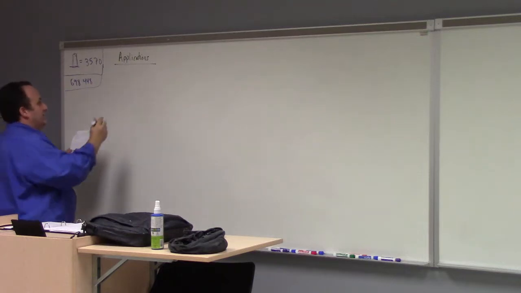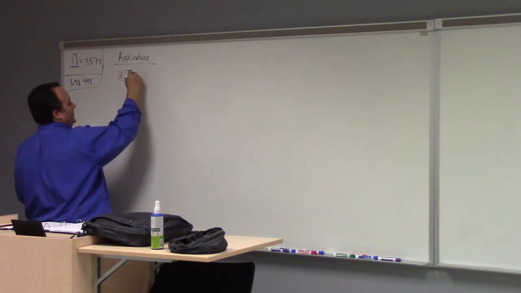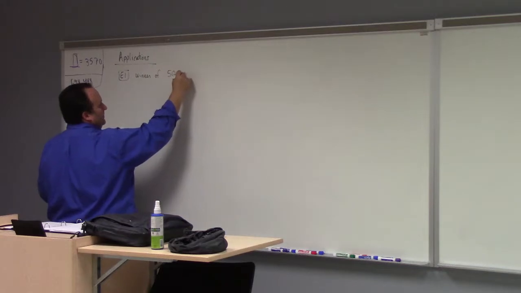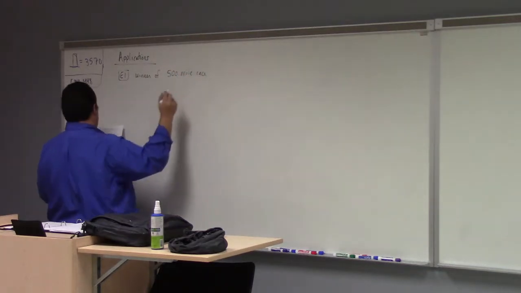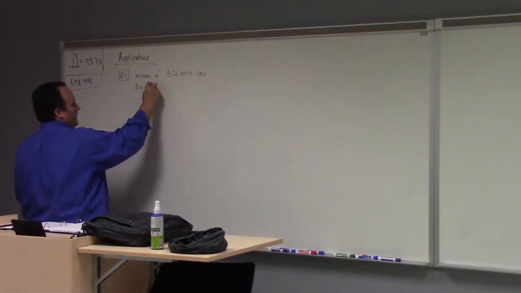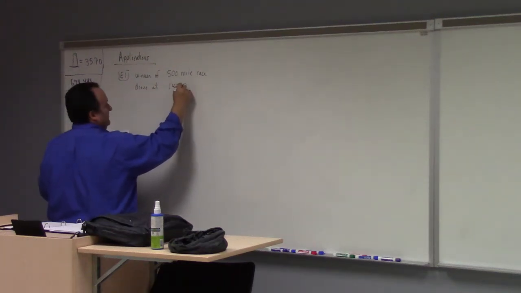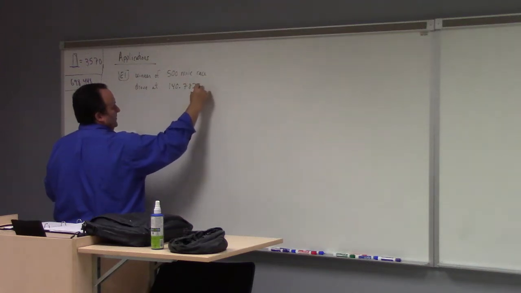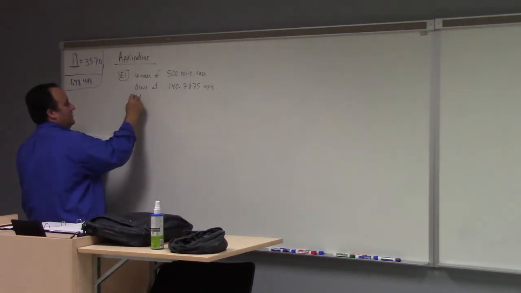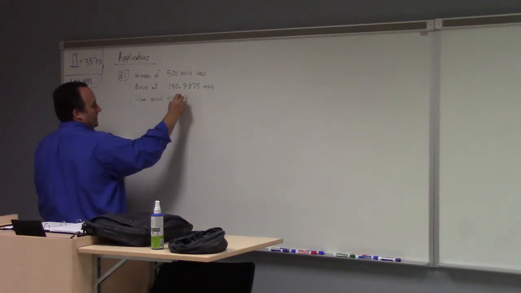So, example 1. You have a winner of a 500-mile race, all right, who drove at 140.7875 miles per hour, all right. The question is, how long did it take him? How much time did it take?